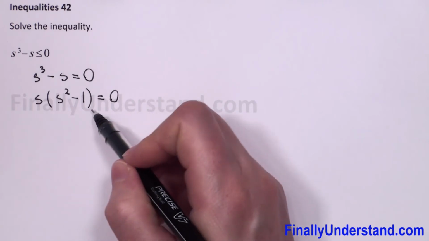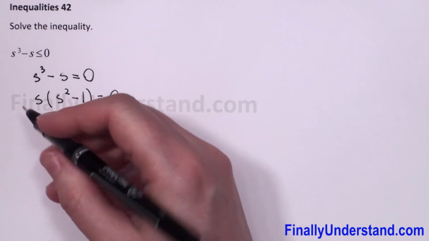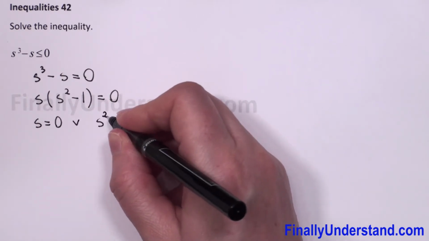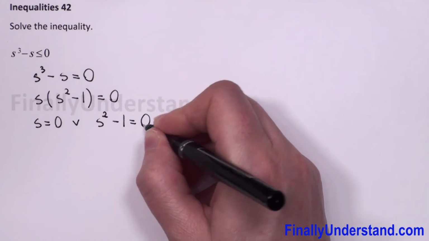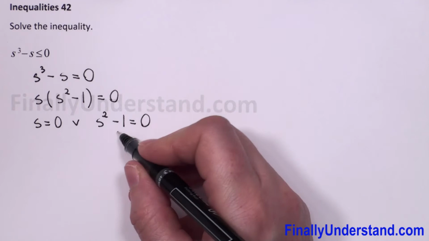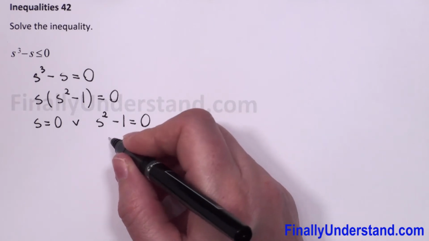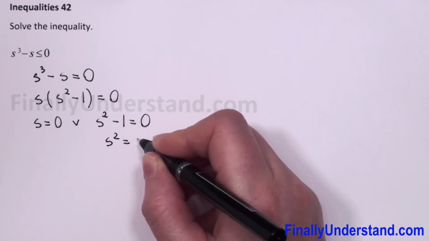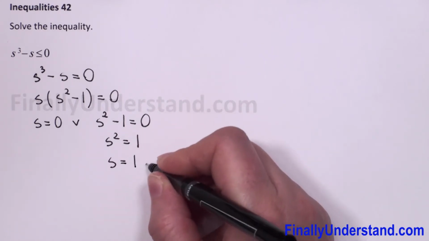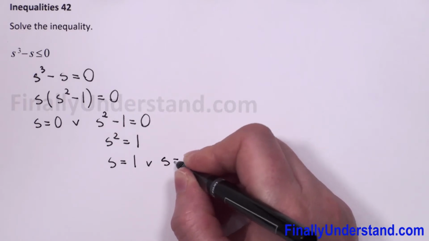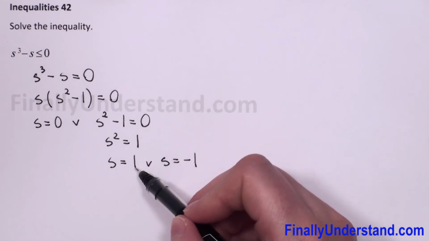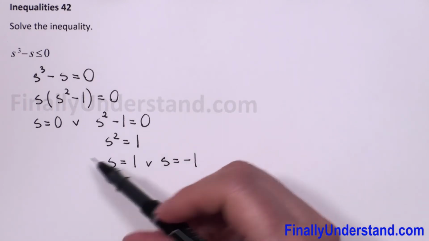The left side equals 0 when s is 0 or when s squared minus 1 is 0. The first equation is solved already, so for the second we can move -1 to the right side, so s squared equals 1. So s equals 1 or s equals -1, because -1 raised to second power is 1, and 1 raised to second power is 1. So we have 3 roots.